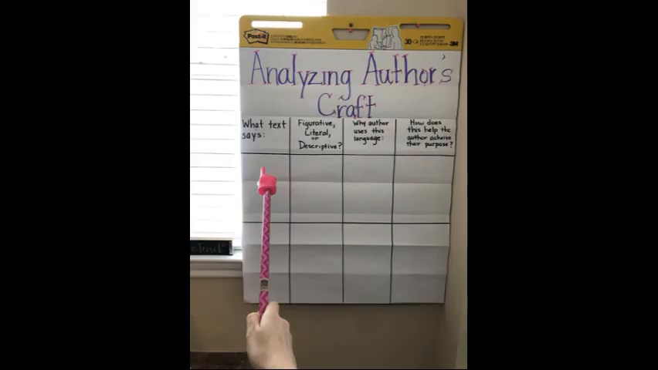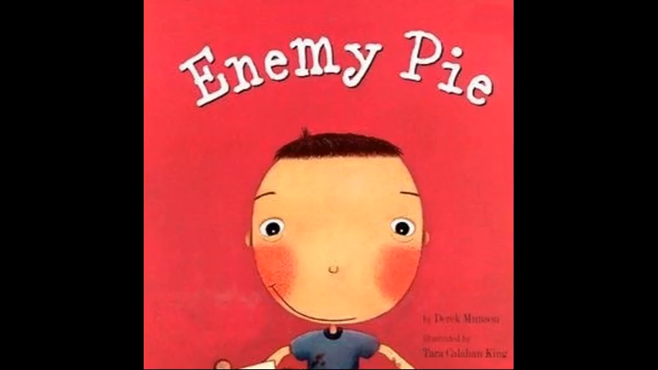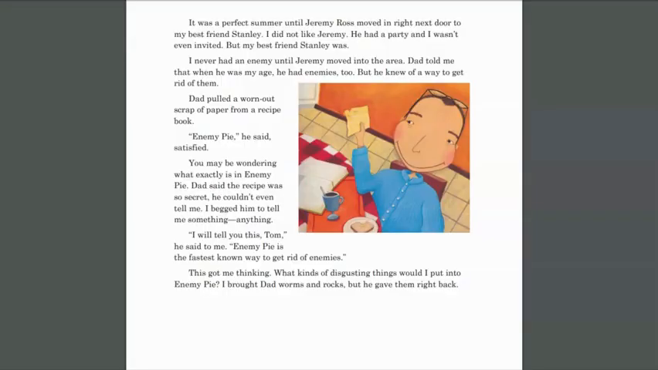Let's start with the first column on our Analyzing Author's Craft graphic organizer. The first column says what text says. We need to go back to Enemy Pie and pick out some words or sentences that stand out to us. I'm looking at the text to see what words or sentences stand out to me. I can pick anything I want because what stands out to me is my opinion.